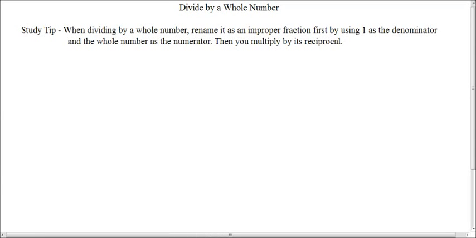Okay, we said we could use the same process when we divide by a whole number, so let's take a look. One little tip that I like to offer you is, when you're dividing by a whole number, you want to rename it as an improper fraction, and you do so by using 1 as the denominator and the whole number itself as the numerator. Then you will multiply by the reciprocal of that improper fraction you created.